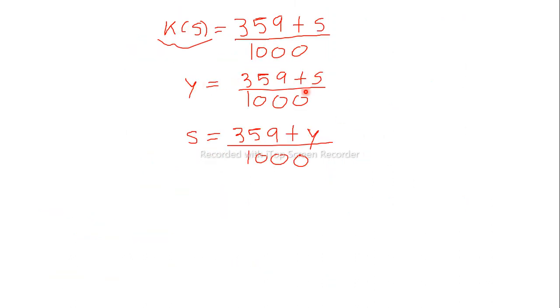So here we switch. So s equals 359 plus y. Then we divide both sides by 1,000. I mean, we cross multiply. Sorry. Once we cross multiply, we get 1,000 times s, which is 1,000 s, equals 1 times 359 plus y, the same, 359 plus y.